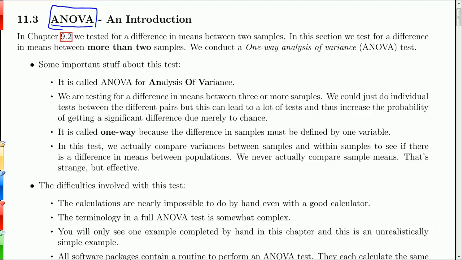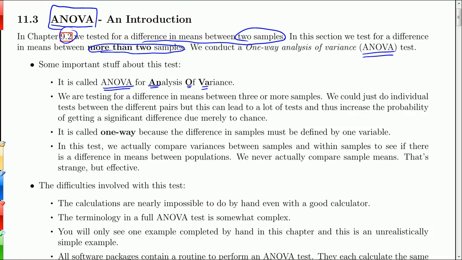Okay, so way back in chapter 9.2 we tested for a difference in means between two samples, or two populations. In this section, we test for a difference in means between more than two samples, three or more. We conduct what is known as a one-way analysis of variance, ANOVA. ANOVA stands for Analysis of Variance. It's a popular test. So we are testing for a difference in means between three or more samples.